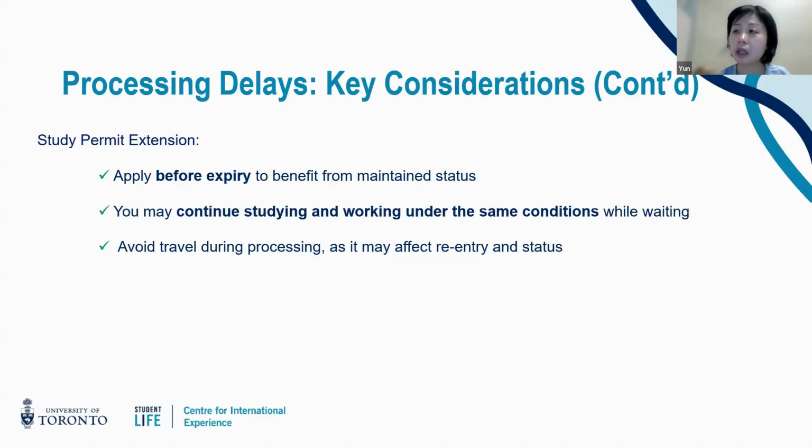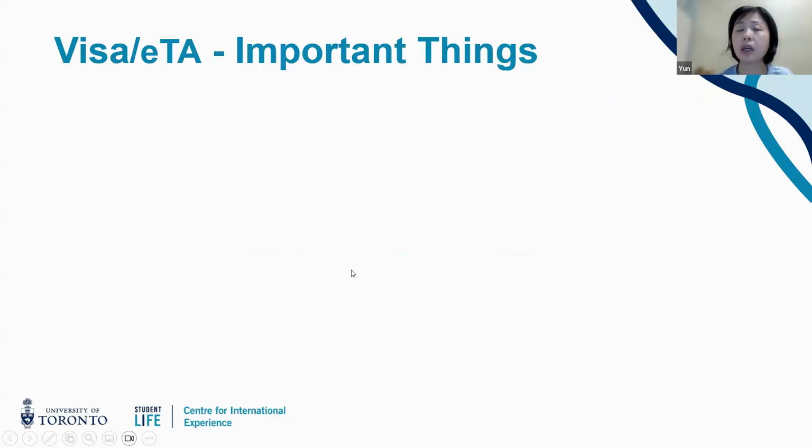It's important that you stay inside Canada while you are on maintained status, because once you leave Canada, you will lose your maintained status. And when you come back, if you are able to come back, you won't be able to continue studying and working. Okay. So again, it's highly important that you submit your application before your current study permit expires. So you should avoid travel during processing, as it may affect re-entry and your status. Okay, so those are about study permit and important things.